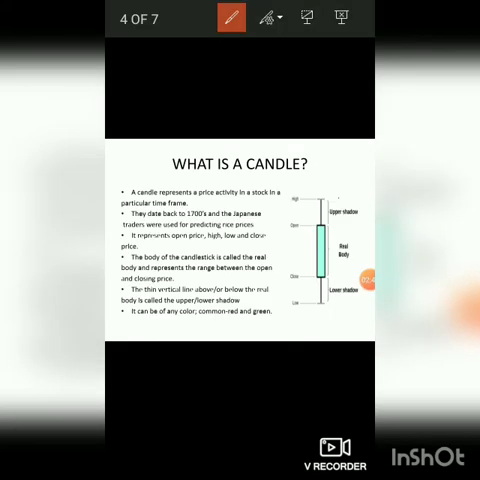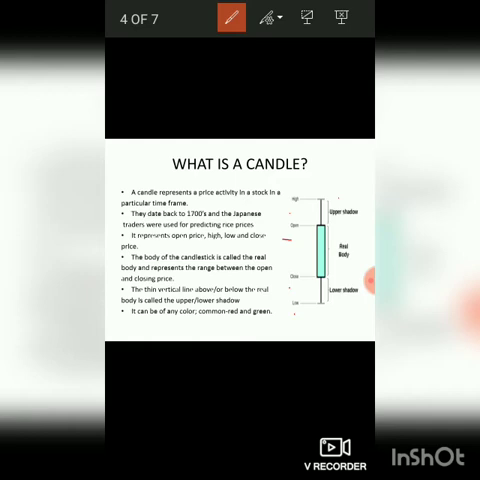Now let's see what a candle is. A candle represents price activity in a stock in a particular time frame. This is the diagram of a candle. Here we can see the opening price, closing price, high price and low price of the stock in this particular time frame.